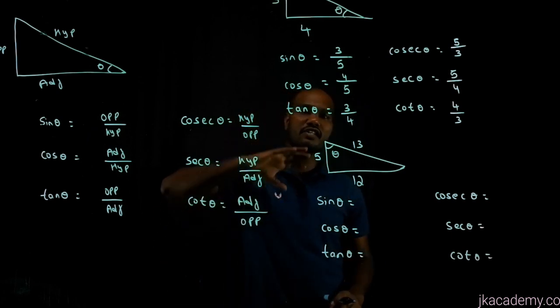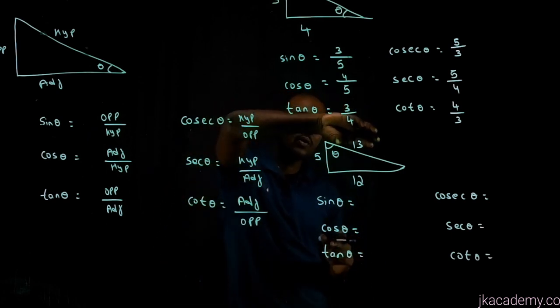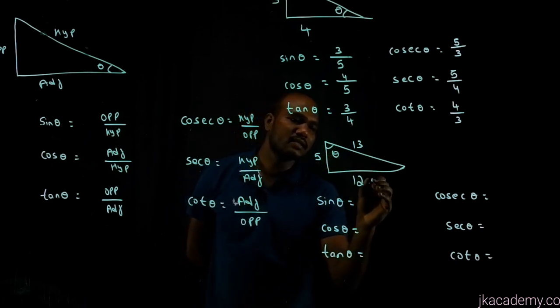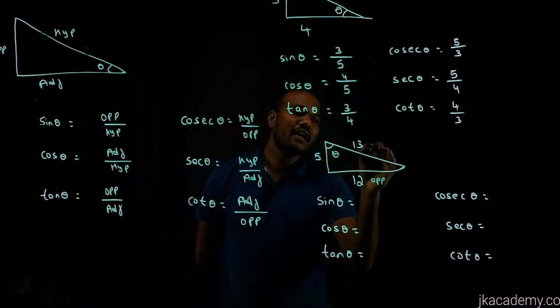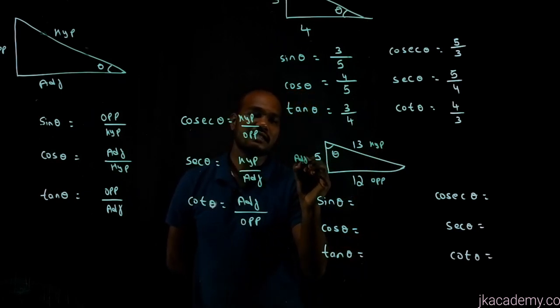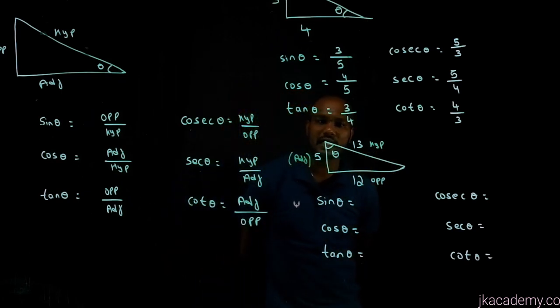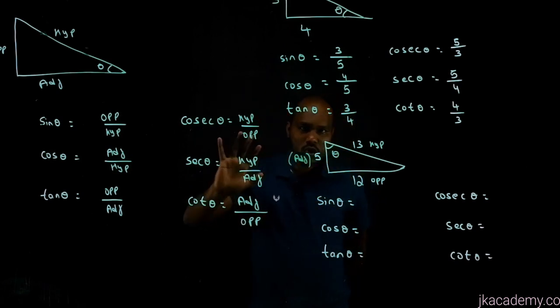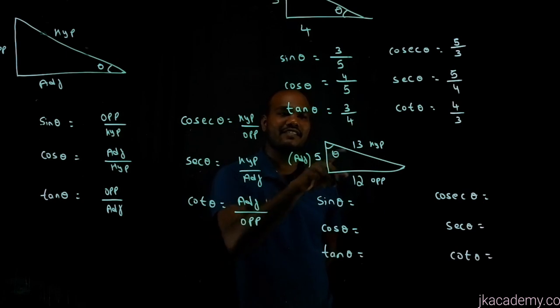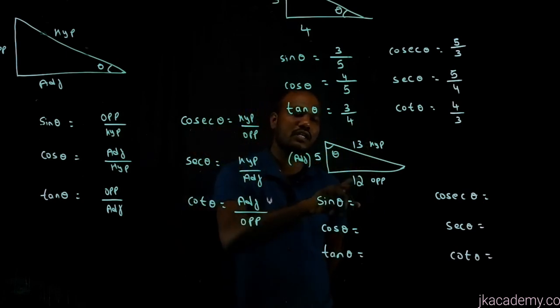Sin theta: bigger. Which one is bigger? This is bigger. Which one is opposite to theta? This is opposite. This is bigger, so I call this the hypotenuse. This is adjacent to theta, so I call this adjacent. Right now you should be capable of writing which is opposite, which is adjacent, which is hypotenuse. You should exactly know these.